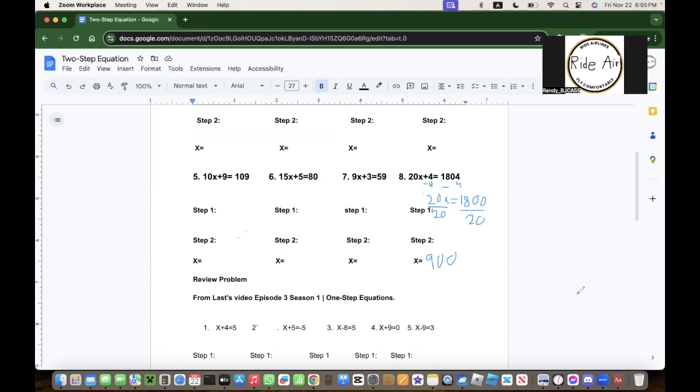And that's going to be it for today's video. As you will see on the bottom of the problem, I put a review problem from the last video of Expo 3 and Season 1, that's one-step equations. I put all of these, and it should be easy for sure. An answer key is recommended if you are a teacher, of course, or if you're doing this independently.